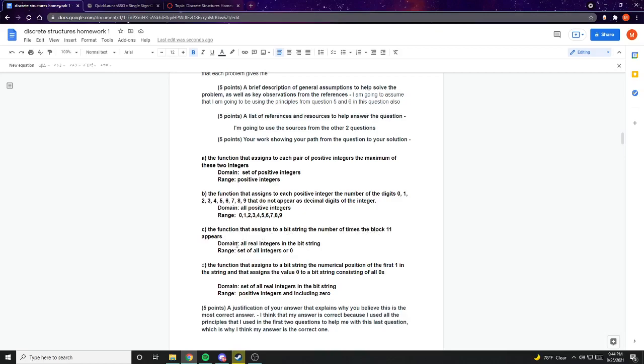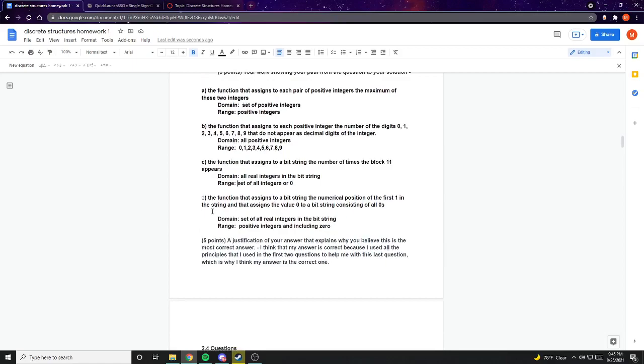So basically, the domain is going to be all real integers in the bit string, and then the range is going to be the set of all integers, or it could be 0 because 11 could just never show up. I think I might be wrong, but that's what I think. D, so I said the domain is the set of all real integers in a bit string, and then the range is positive integers and including 0.